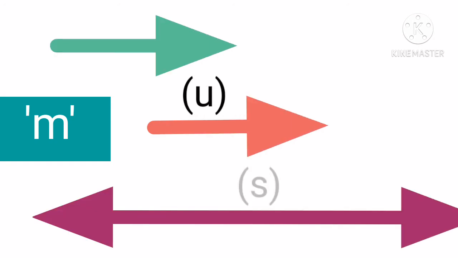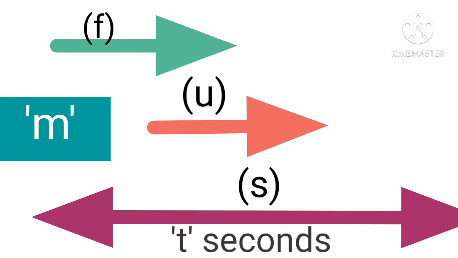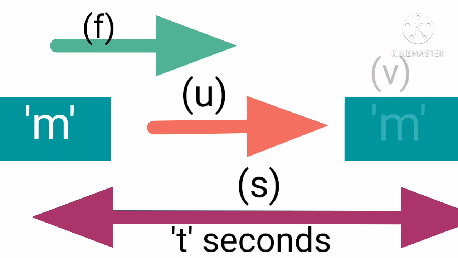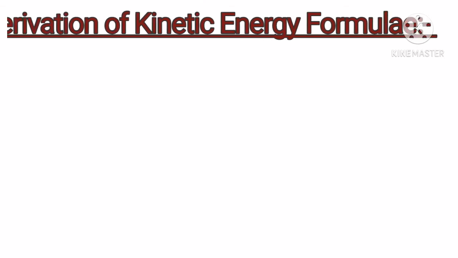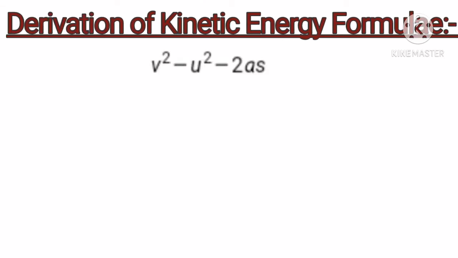Let a body of mass m be moving with an initial velocity of u. Let a force F act on it for t seconds. Let the velocity change to v due to the force. Let S be the displacement during this time. From the equation v square minus u square is equal to 2as, I am taking the 2 to the left hand side so that as is equal to v square minus u square by 2.